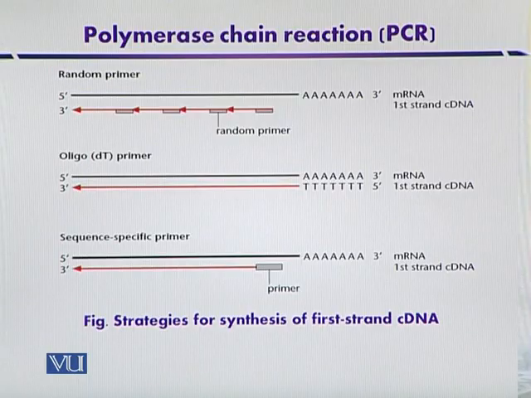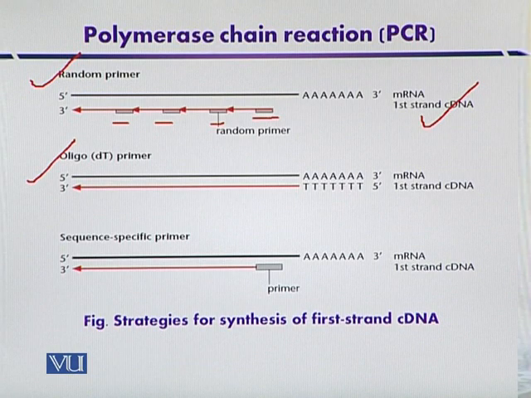And these strategies may be, first one, random priming. That is, random primers can be used for the first strand biosynthesis of the cDNA. And here these are different sites where primers can bind randomly with the target messenger RNA. The second type is to use a short stretch of thymine residues or oligonucleotide.